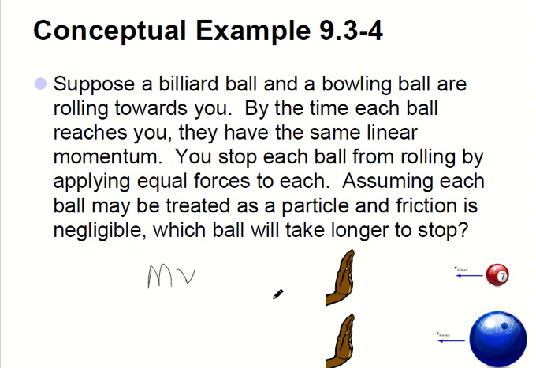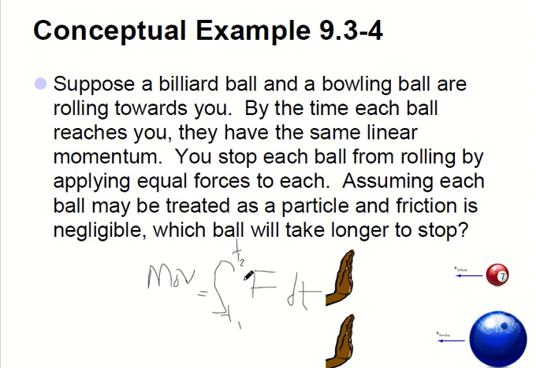Assuming each ball may be treated as a particle, which we always do anyway, and the friction on that surface is negligible, which ball will take longer to stop? The surface where the balls are rolled. So which ball would take longer to stop? Now you're also dealing with time. This one again for you. And of course I am going to just write a delta V here.